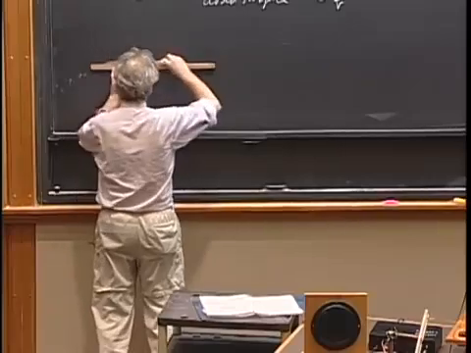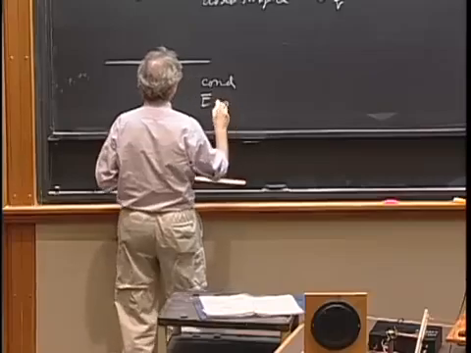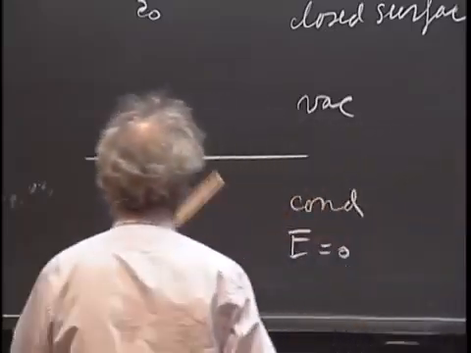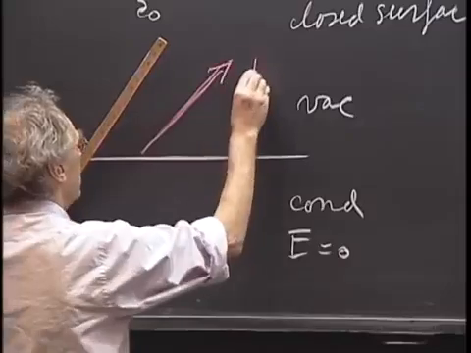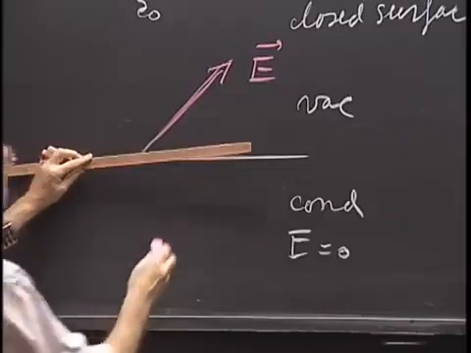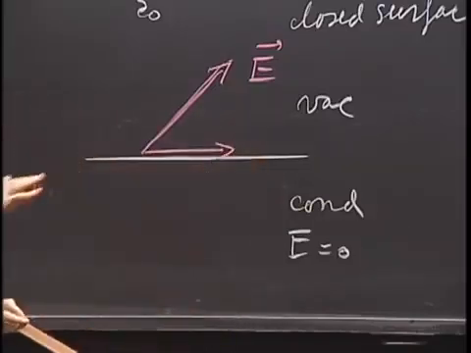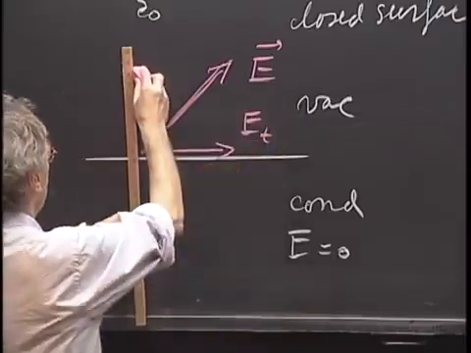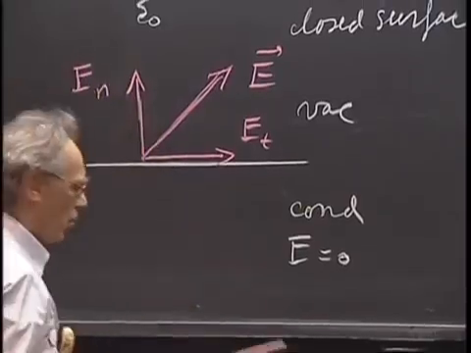So let's assume that this is the boundary between the conductor, where the E field is everywhere 0, and let this be vacuum. And so I have an electric field, the electromagnetic wave comes in, and the electric field, say, is in this direction. It's a changing electric field vector. I'm decomposing this now into a component which is tangential, that is in the plane of the surface, and I call that E tangential, and a component which is normal to the surface, and so I give that an N, which stands for normal.